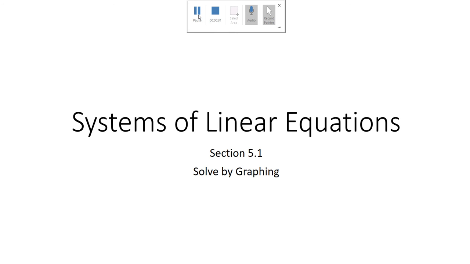So let's get going. The first section we're going to study in term 2 is systems of linear equations. We're going to solve them by graphing. This is section 5.1 in your book.